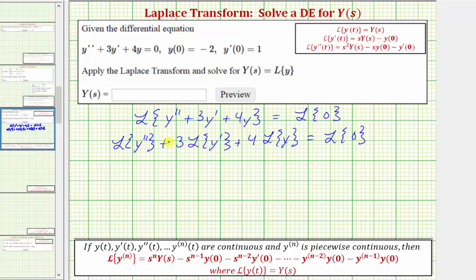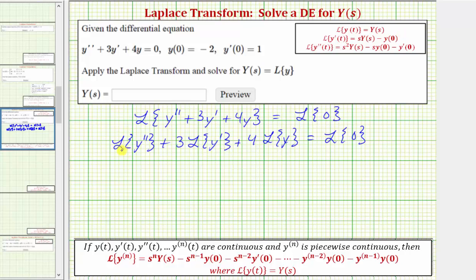And now to find the Laplace transforms of y double prime and y prime, we'll be applying the theorem stated here, which will give us the Laplace transform of y double prime equals s squared times big Y of s minus s times y of 0 minus y prime of 0, and the Laplace transform of y prime is equal to s times big Y of s minus y of 0.